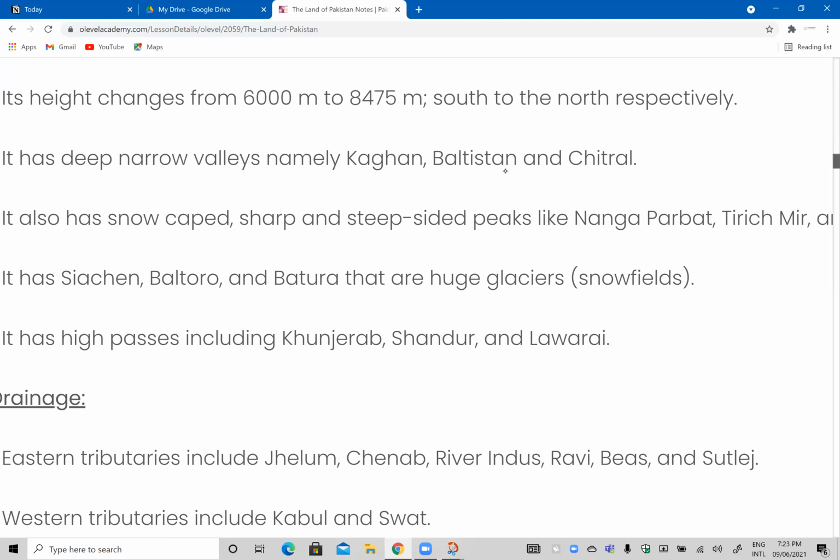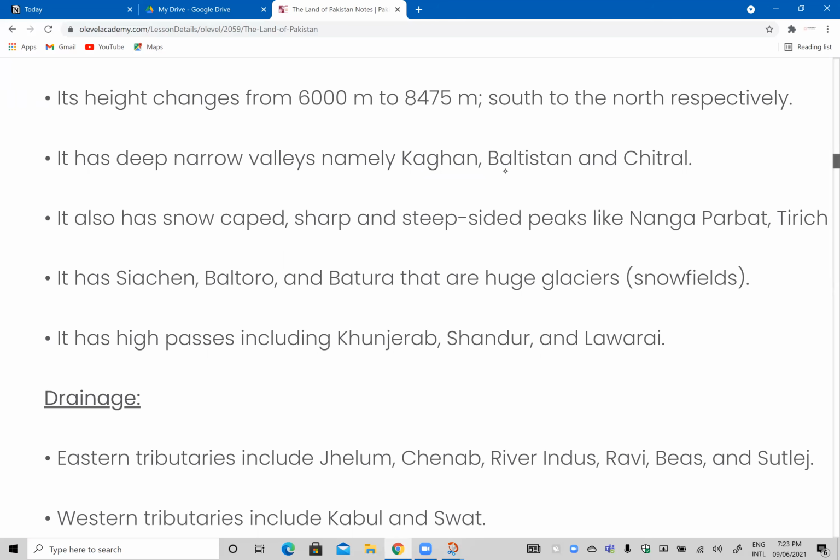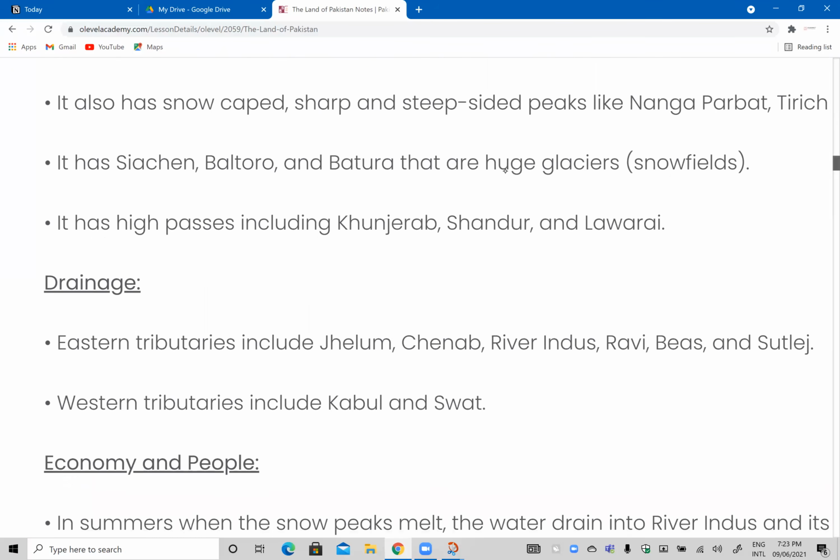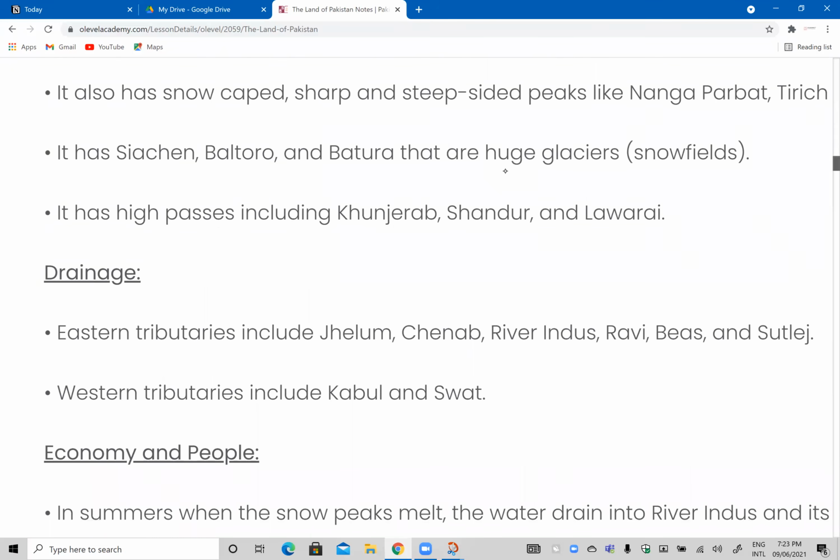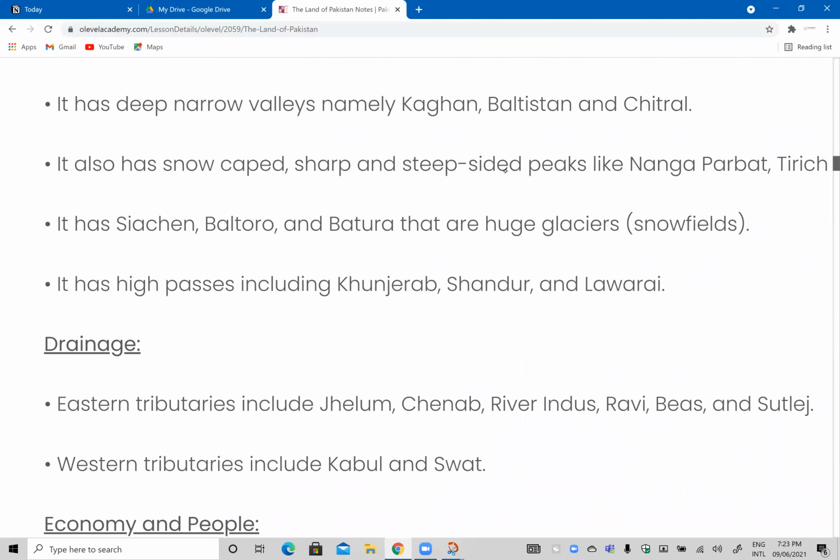Siachen, Baltoro, Batura, these are the glaciers. You should also know the names of these glaciers. High passes such as Burzil Pass, Shandur Pass, Lowari Pass. These are the names of the passes.